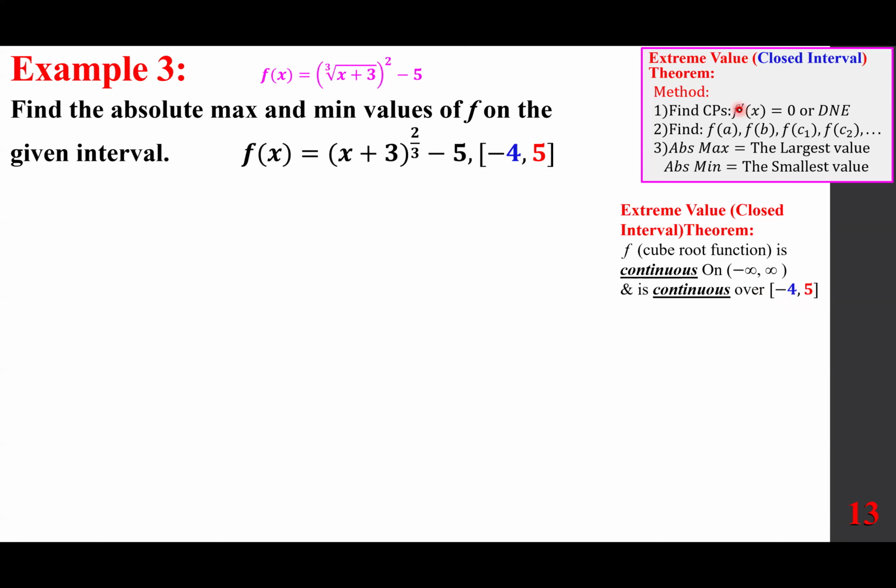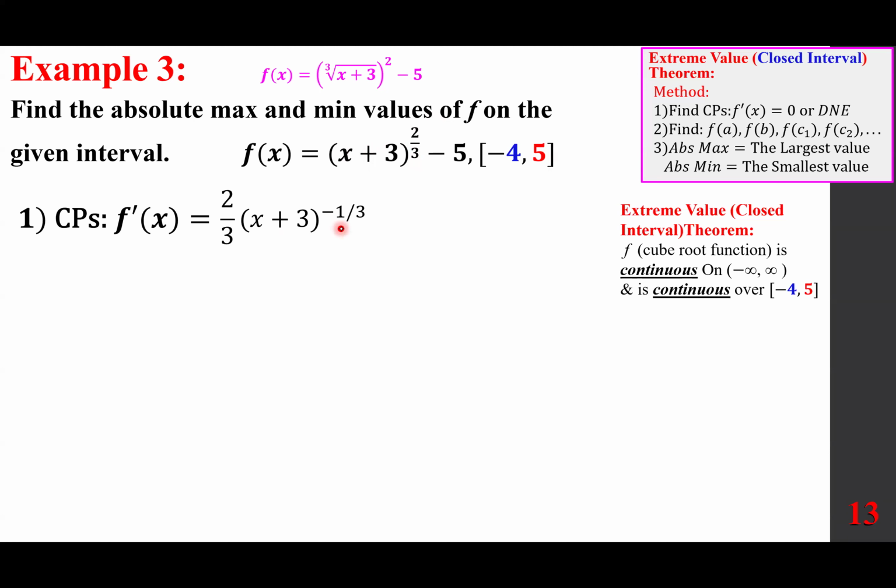So what is the first step? f prime of x. Let's find it. To find f prime of x, instead of this, we're going to go back to this one and use the extended power rule. It makes it easier. So it's 2/3 times (x plus 3) to the power of 2/3 minus 1, which is negative 1/3, times the derivative of the inside, which is 1, or simply 2/3 (x plus 3) to the power of negative 1/3.